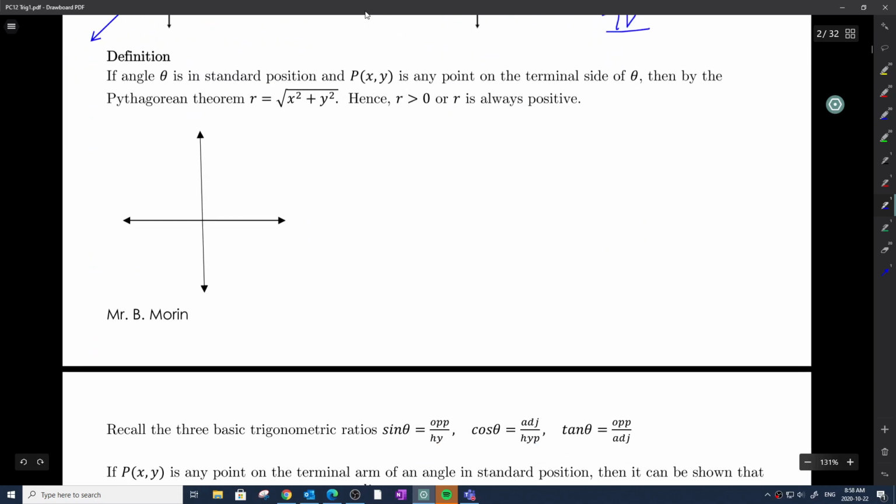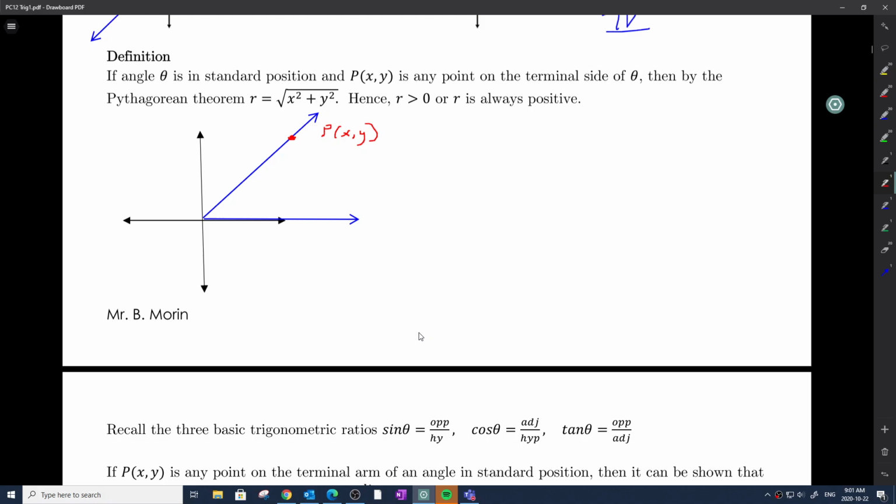Definition. An angle is in standard position and P(x, y) is any point on the terminal side of theta. Then, by the Pythagorean theorem, r is equal to the square root of x squared plus y squared. Hence, r is greater than 0, or r is always positive. This definition is going to need a picture. Allow me to make a picture for you.